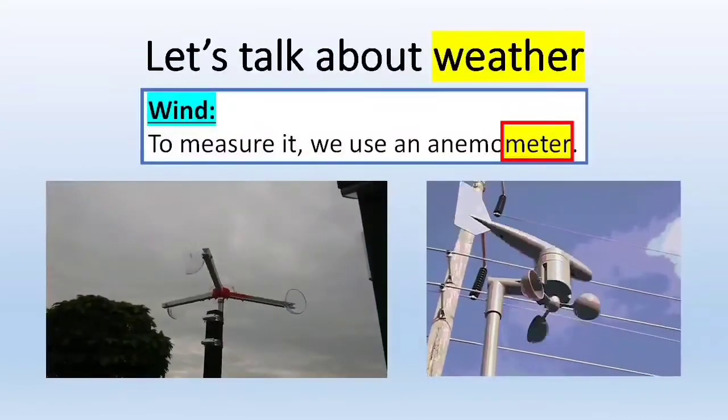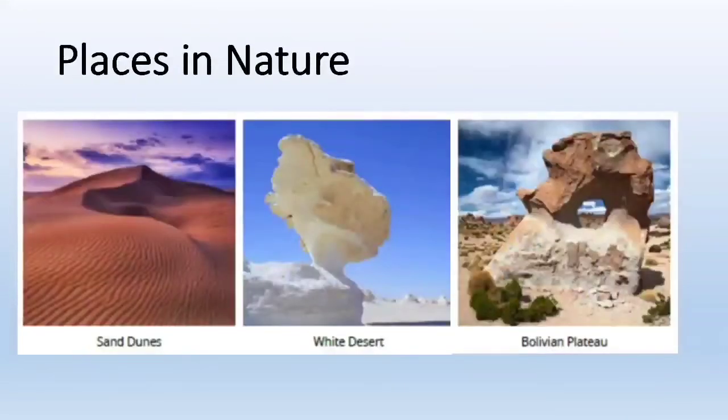Now, let me show you some pictures of places in nature. Did you notice the sand dunes? Do they look like a flat surface, or are they high and low areas of sand? How do you think this happened?